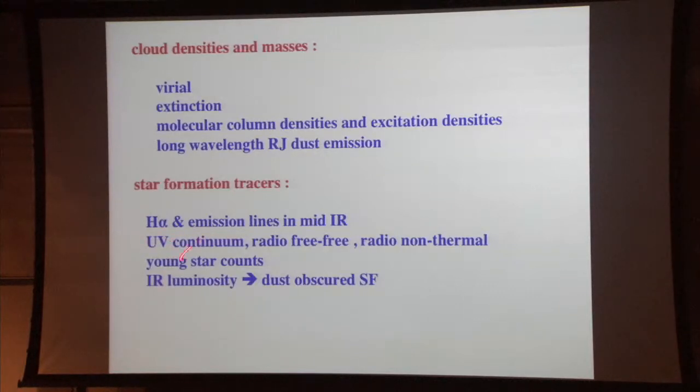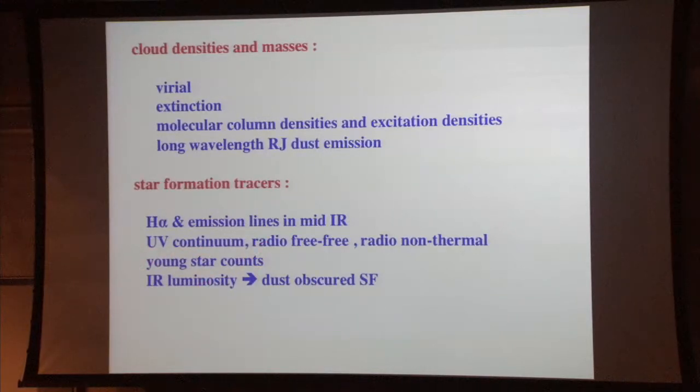UV continuum is used at high redshift. Radio free-free can be used on nearby galaxies. And for radio non-thermal, there's an empirical correlation between the non-thermal flux density and the star formation rate gathered from the infrared luminosity.